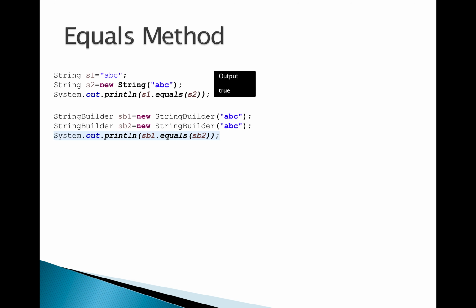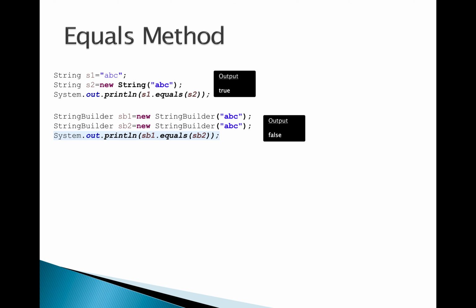Let's see what will happen for string builder. If you do the same thing with string builder, it is expected to compare the contents, but what will happen is it is going to return false. Why is that the case? Why is it returning false? The equals method is available in string builder, and we are able to invoke it, but still it is giving us false.